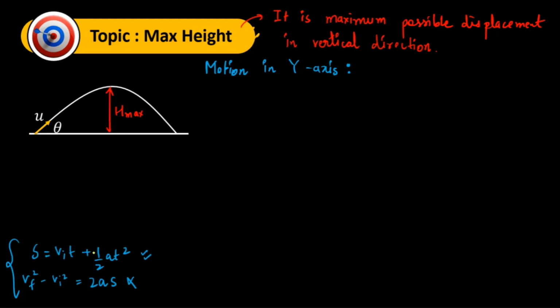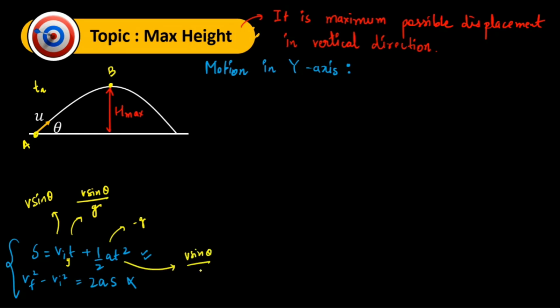In order to use the second equation of motion, we need the given quantities. The initial velocity in y-axis we already know is v sine theta. Time is already calculated, for the part A to B, it is the time of ascent, which we calculated as v sine theta by g on the last page. Acceleration is negative of g. We'll substitute all these values in the equation to get the equation for maximum height.